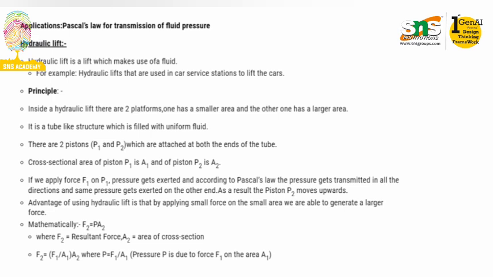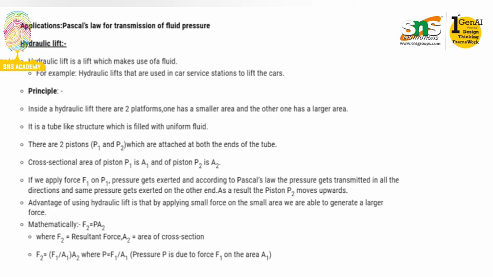And also the principle inside the hydraulic lift: there are two platforms. One has a small area, another has a large area. It is a tube-like structure which is filled with uniform fluid. There are two pistons, P1 and P2, attached at the bottom of the tube. The cross-sectional area of P1 is A1 and of P2 is A2.